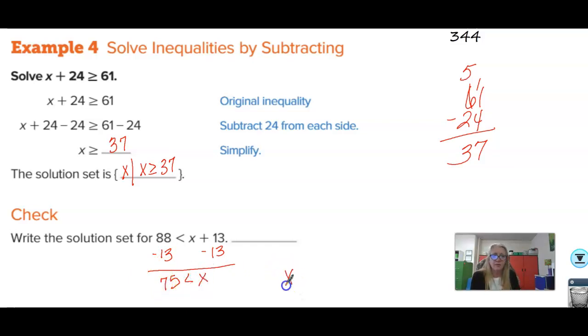I like to have my variable on the left-hand side, so I would flip this over. But notice when I flipped it over, I flipped the inequality also, so it keeps saying the same thing. Here, 75 is less than x. Here, x is greater than 75. So especially if they're going to do it in set builder notation, then the x should come first. Yeah, like so. Okay. So far, so good.